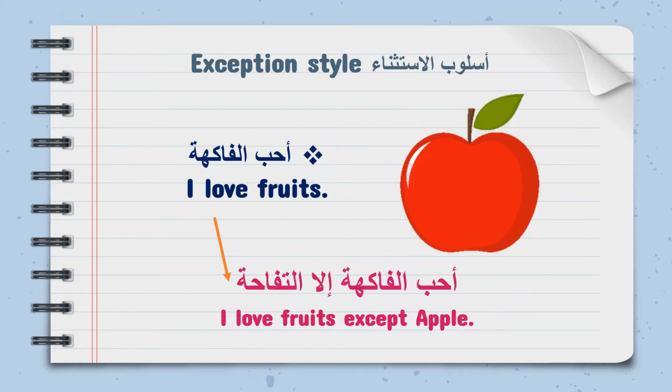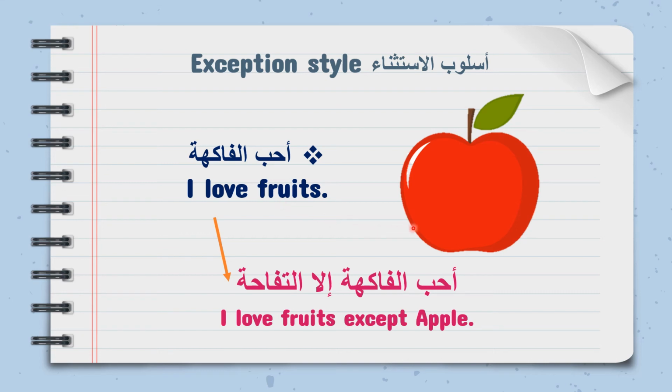Now let's look at a different style of sentence and how they can be converted into exception style. We have the sentence أحب الفاكهة. I love fruits. We need to write this in exception style. So as you can notice, in the sentence, there is no excluded noun. So you can add your own noun which you want to exclude from the word fruits. So let's take the example as apple. You want to exclude apple.